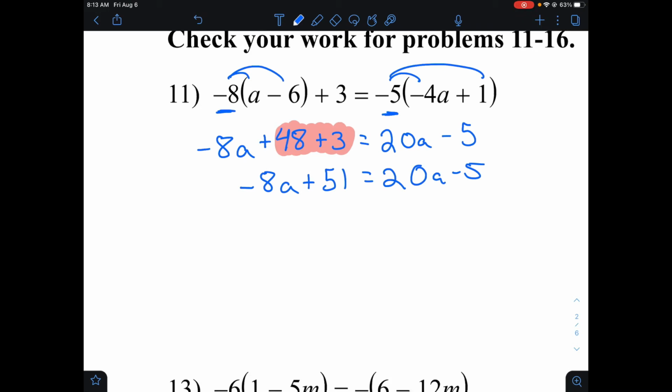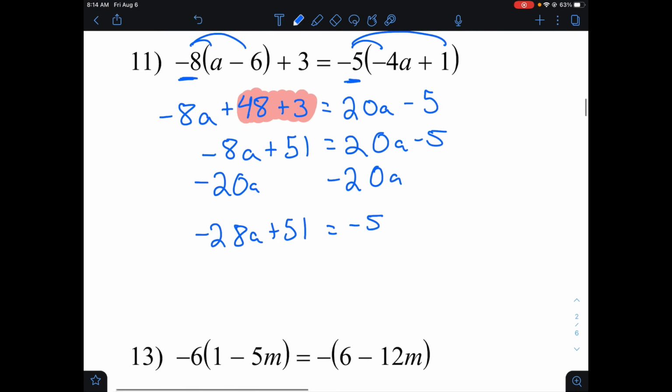So now I'm going to work on getting all of my a's on the same side of the equation and all of my constants on the other. It doesn't matter which side you get it on. Let's see, I'm going to go ahead and I'll do minus 20a, minus 28. I'll get the a on this side. So I'm going to get minus 28a plus 51 equals, and this is important, do not lose the negative on this 5. It's not just a 5, it is a negative 5. So you got to keep that. It's a minus 5, negative 5, same thing. So you got to keep that sign with it.